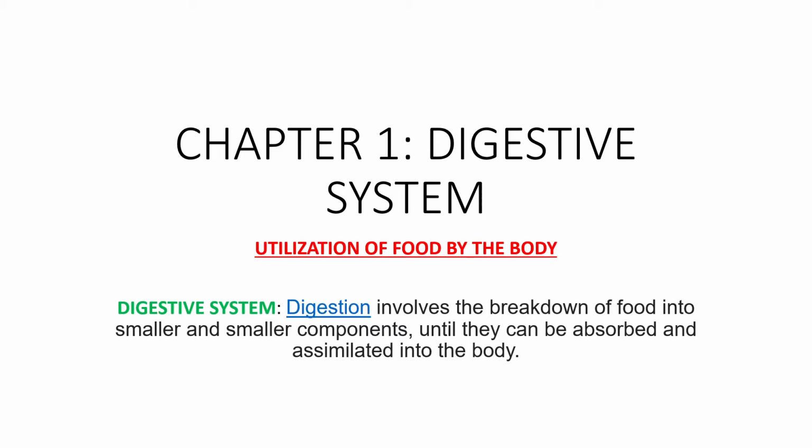Today we are going to learn the first chapter, that is the digestive system, or we can say the utilization of food by the body. Before going into the chapter, we should first know what digestion is. Digestion is basically the food that we intake being broken down into molecules that are small enough and simple enough to enter the cell, and this process is known as digestion. Or we can also say digestion involves a breakdown of food into smaller and smaller components until they can be absorbed and assimilated into the body.